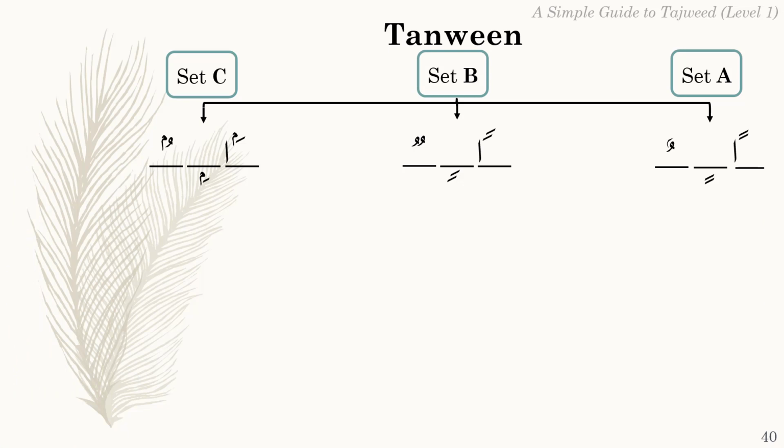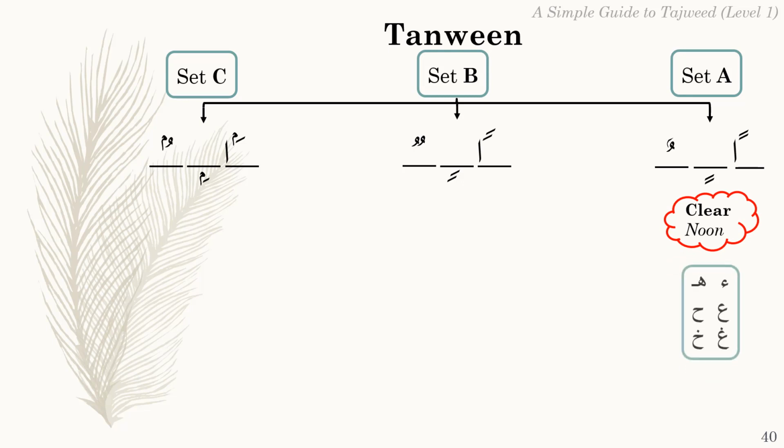As a quick revision on what we have learned, from the shape of set A, we can decide directly how we will pronounce Noon Sakina of Tanween even without checking the following letter. It will be pronounced clear, and the following letter will always be one of the 6 throat letters: Hamza, Ha, Ain, Ha, Ghain, or Kha.